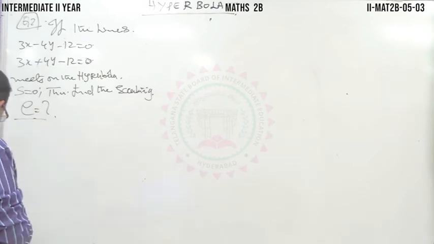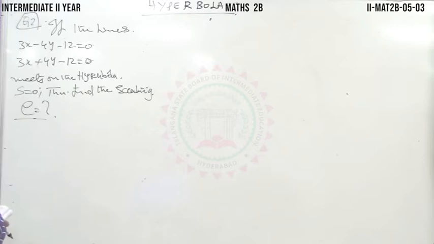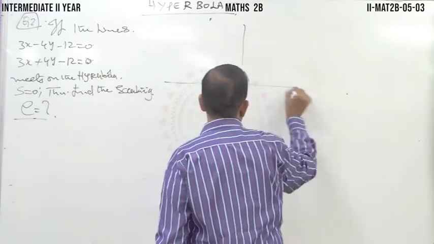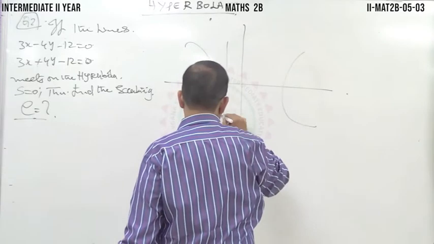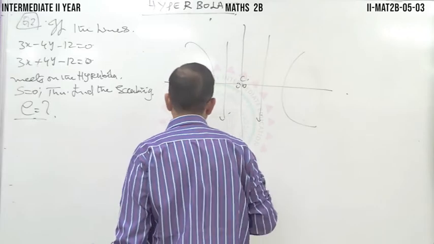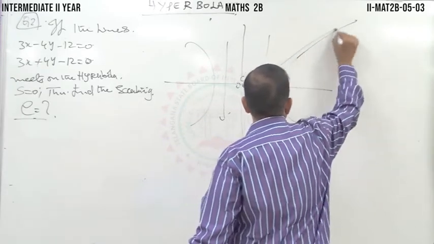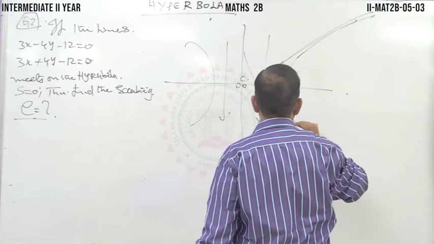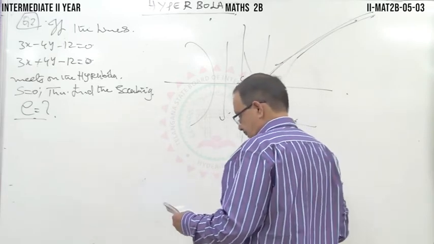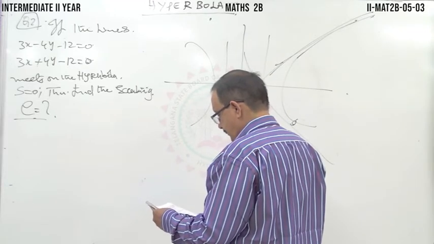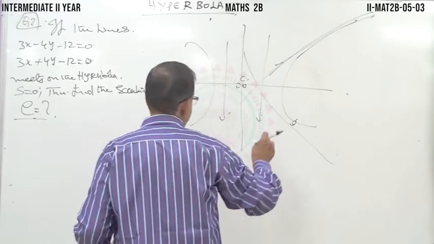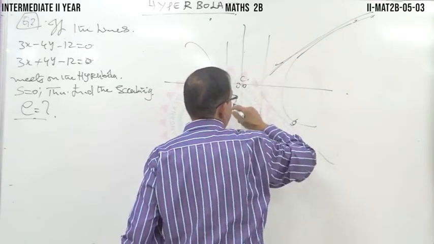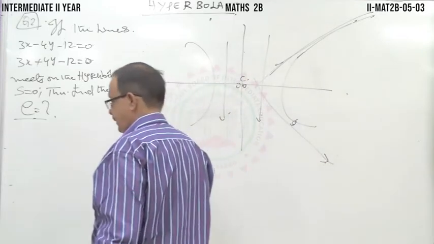That is the question. To solve this, we have a wonderful solution. He is asking us to find the eccentricity. The lines are meeting on the hyperbola. The combined equation of the lines is the pair of tangents drawn to the general curve. If you take the tangents, they are in general shown in this form, two different tangents.